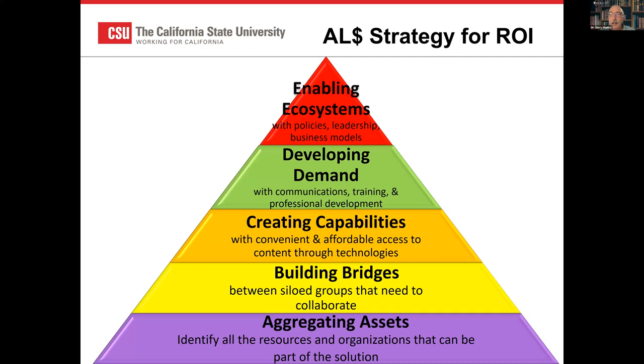So all this, I'll just say in a slide, is our affordable learning strategy to produce OER. This is the ABCs, all right? Aggregating your assets, understanding what you have to build with on a campus. Building bridges, breaking the siloing on campus between your librarians, your faculty, academic senate, your bookstores, your deans, your faculty development center. How do you build those connections where they're working together? Create capabilities by making convenient access to content through technologies. Developing the demand. That's where training, professional development, and communication come in. And enabling the ecosystem. That's where your leadership, business models, and policies become very important.